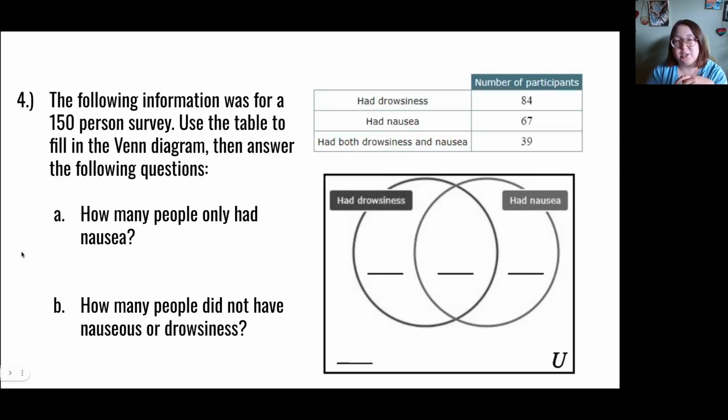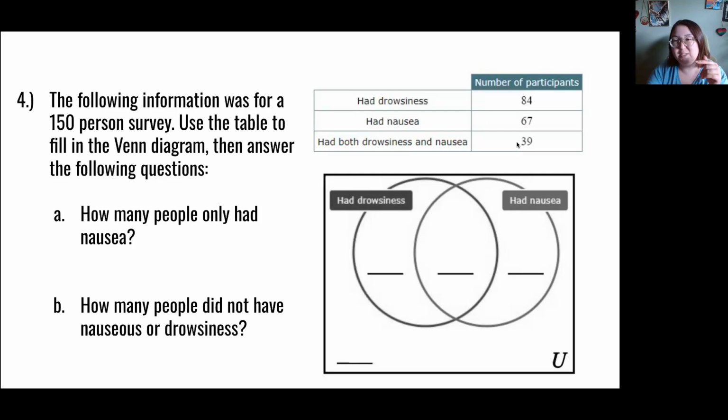So this first question here, how many people only had nausea? That's an important specification, because if we look here at our table, this was a 150-person survey. Our number of participants was that 84 people had drowsiness, 67 people had nausea, and 39 people had both nausea and drowsiness. So if we added these 3 numbers together, they will add up to more than 150. Which you'd be like, oh my gosh, how did that happen? I thought this was a 150-person survey.